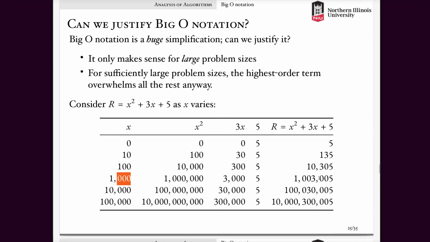As you go to 1,000 units, what are we looking at? 0.3% of this whole number. 0.03, 0.003. This is absolutely insignificant. That's why we can just ignore all this junk and focus solely on the highest order, the highest degree term in any polynomial.